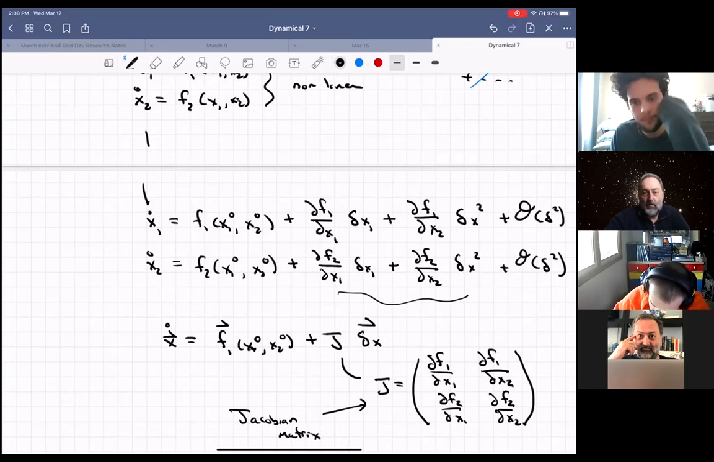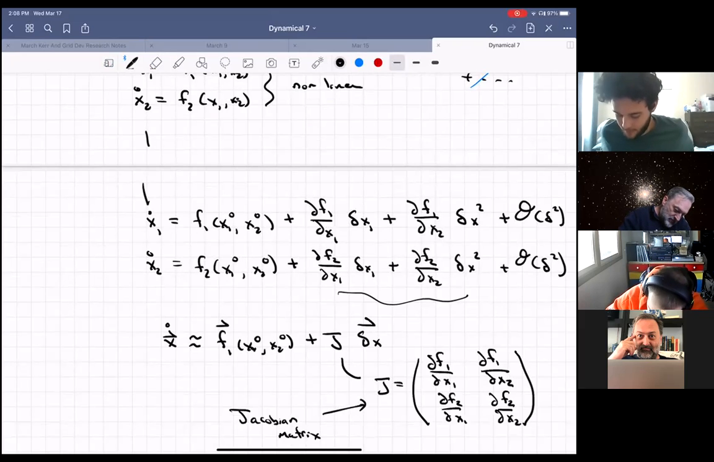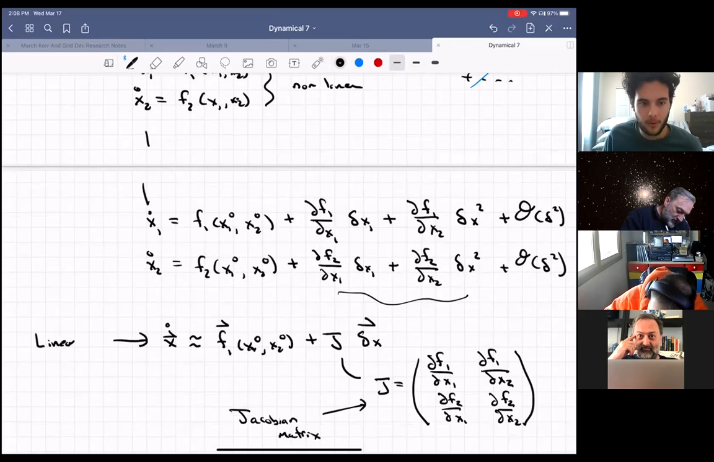And we'll say now a couple things about this system. I'm going to replace this with approximately equal to. So this is now the linearized system.